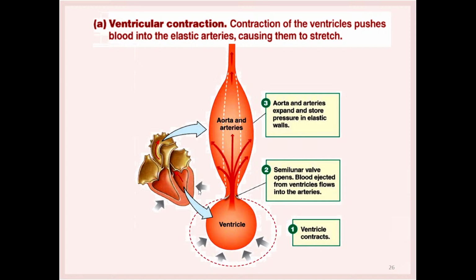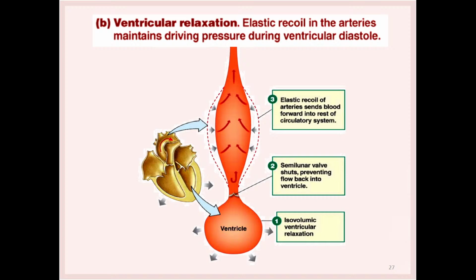You can see blood is ejected from the ventricle into the aorta. The aorta is filled already, and this leads to elastic deformation of the walls of the aorta to take the extra volume, the stroke volume. Aorta and arteries expand and store pressure in elastic walls. Elastic aorta recoil sends blood forward into the rest of the circulatory system.